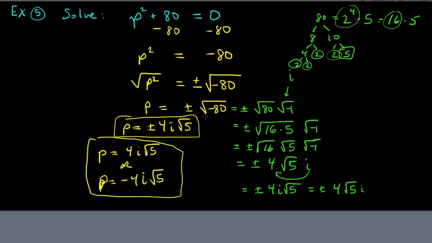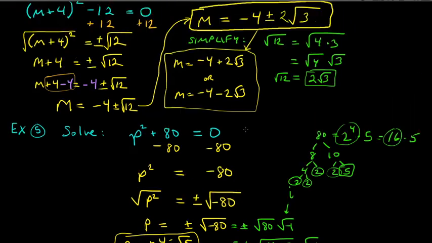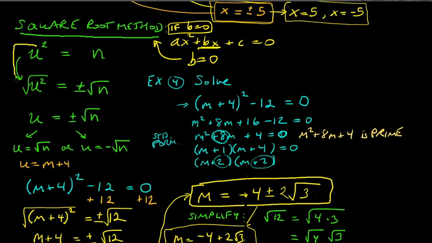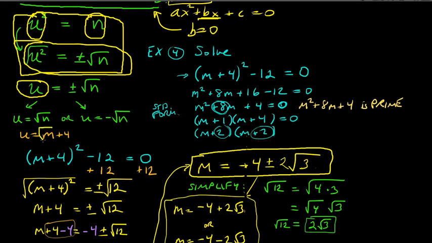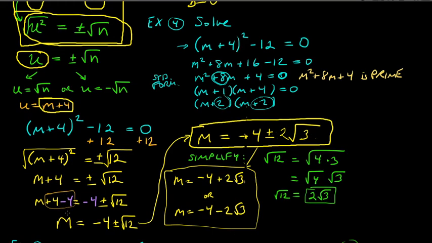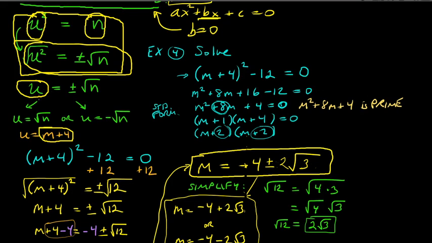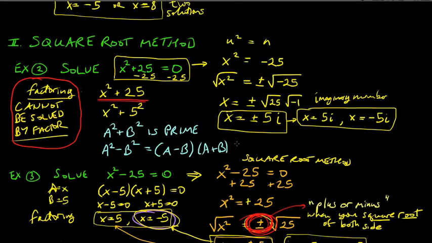So that's it for the square root method. All you're doing is isolating the perfect square on the left side and the number on the right side, and then taking the square root of both sides. When you do that, you get rid of the square, so you're usually solving for x. Here we were solving for m plus 4, so we had a little more work to do in subtracting the 4, but generally you're just solving for x in the square root method.